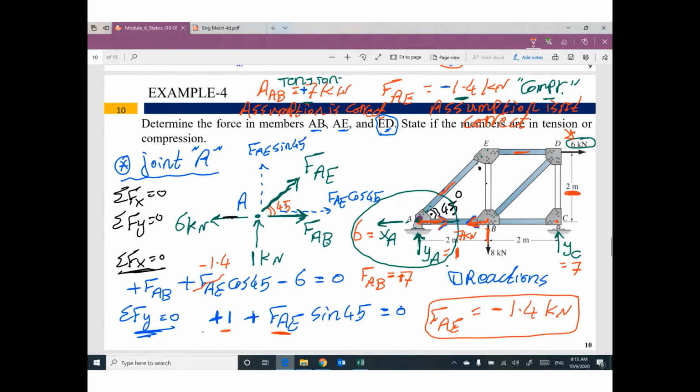Guys, FAE is compression. So related to this joint is compression. Related to the other joint on the other side of the same member is compression. How much? 1.4 kilonewton. Now I'm looking for member ED, this member. So I'm gonna talk about joint E. Joint E. So what do you have about joint E?